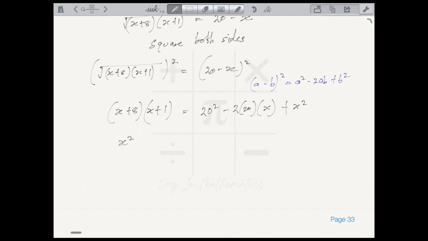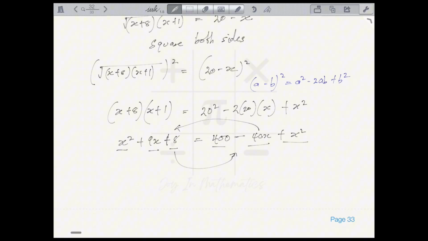Simplifying the right hand side, we'll have x squared plus 9x plus 8. Simplifying the left hand side, we'll have 400 minus 40x plus x squared, and then we bring the terms together. x squared on the left hand side and x squared on the right hand side will nullify each other. We have 9x here, we have minus 40x here, and we have 8 and 400.